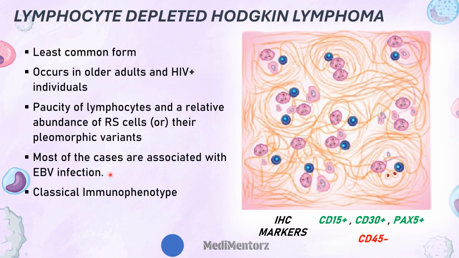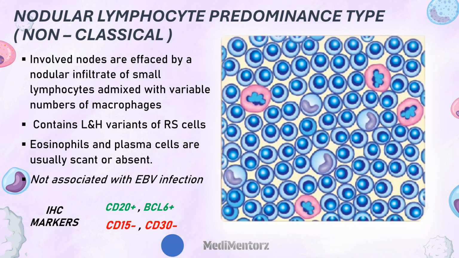Now coming to the final type, which is nodular lymphocyte predominance. It is the non-classical form of Hodgkin's lymphoma. There is nodular, so the involved nodes are effaced by nodular infiltrate of small lymphocytes, and also there is mixture of macrophages in it. The LH variants of Reed-Sternberg cells are the characteristic feature of this type. Eosinophils and plasma cells are usually absent in this type, and this type is not associated with Epstein-Barr viral infection. Coming to IHC markers, since this type is non-classical, the classical markers of CD15 and CD30 are negative here. The positive ones are CD20 and BCL6.